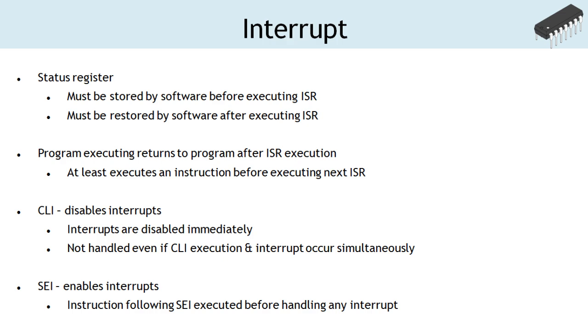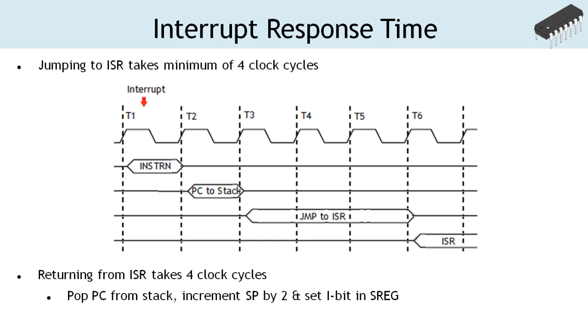If an interrupt occurs simultaneously with the execution of the CLI instruction, the interrupt is ignored until the I flag is set. The Set Interrupt Flag (SEI) is used to enable the global interrupt enable flag in the status register. If an interrupt occurs simultaneously with the execution of the SEI instruction, the instruction following SEI is executed and then the interrupt is handled. The time period between the occurrence of an interrupt and the start of the corresponding interrupt service routine is defined as the interrupt response time.